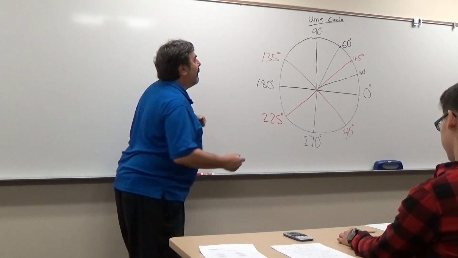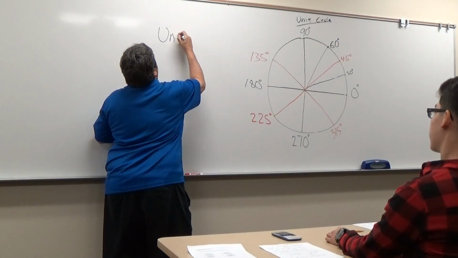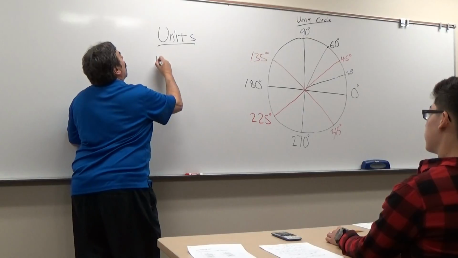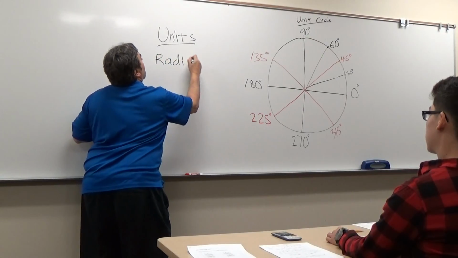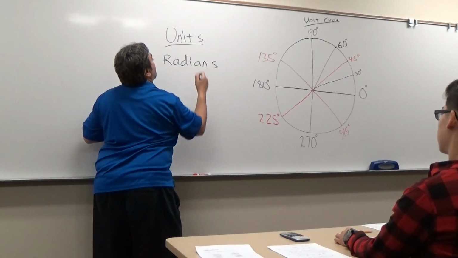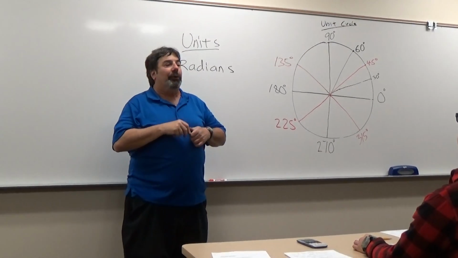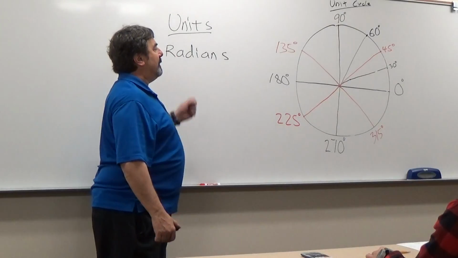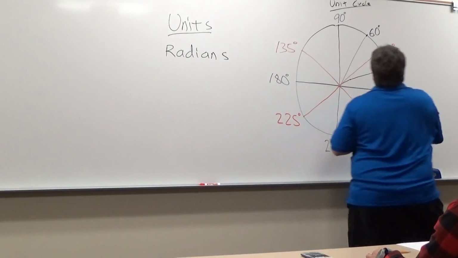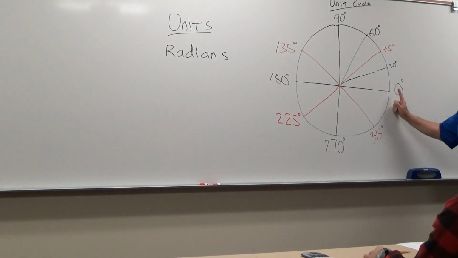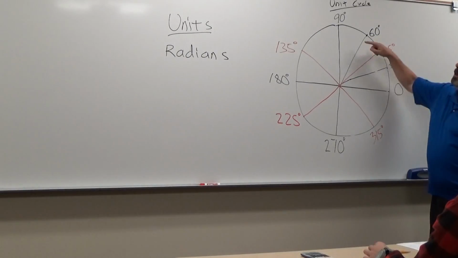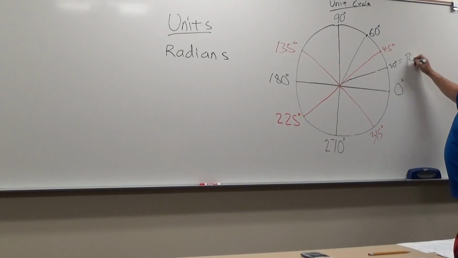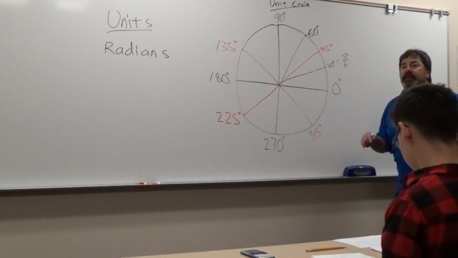The units of measure for angles are either degrees, which you're used to, or the one I'm going to introduce here, which is called radians. So another way to measure angles is in radians. Again, we start right here at 0 degrees, and if we go in the positive direction, this right here is going to be pi over 6 radians.